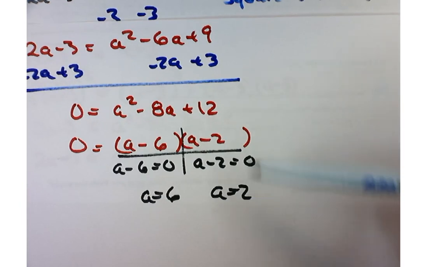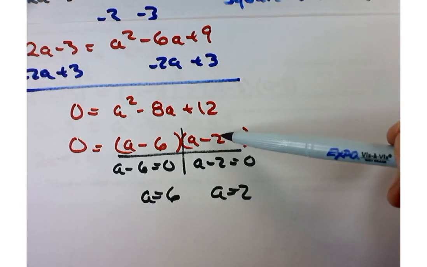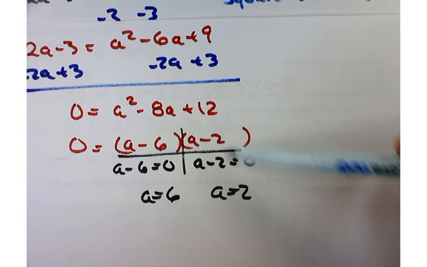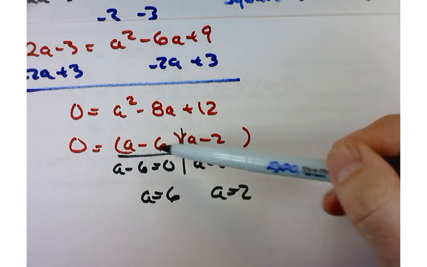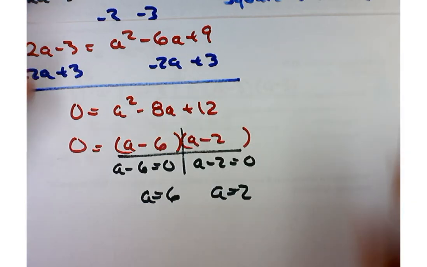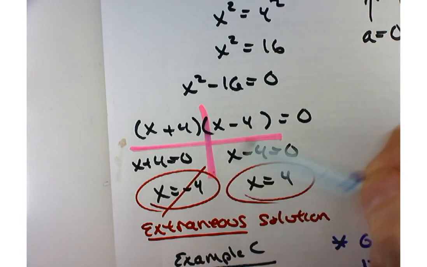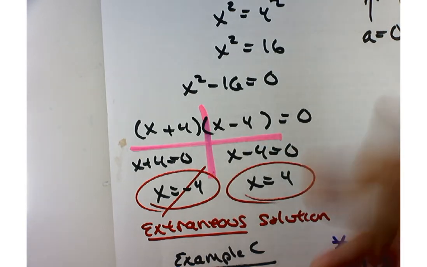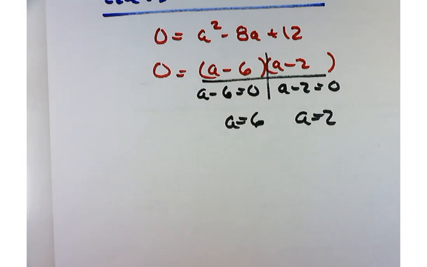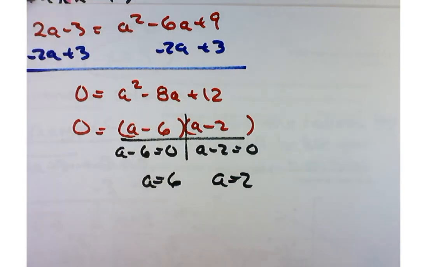Opposite sign. Yeah, just change the sign on this term right here. If you have a minus 2, then your solution is going to be a plus 2. If you had a plus 6, then the solution would be a minus 6. Just like up here in this example, I had a plus 4, my solution was minus 4. Minus 4, solution's a plus 4. So kind of a nice thing you can do to make your life a little bit easier. So there you go. a equals 6 and a equals 2. All good?